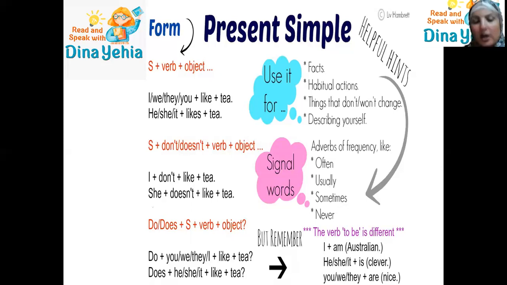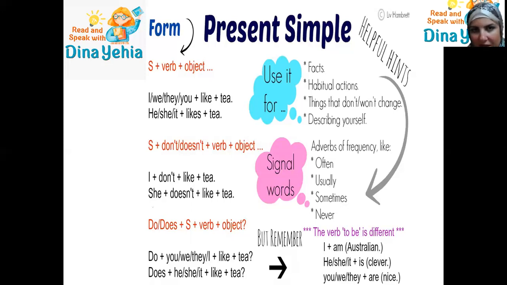Also, here in the interrogative form, the question form, for the same sentence, I like tea, I say: do you like tea? What about he or she? Does he like tea? So, the main key of the present simple tense is the S. He, she, and it, with S. I, we, they, and you, without S.